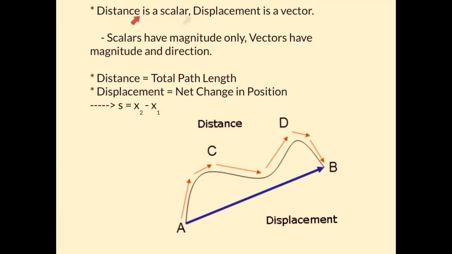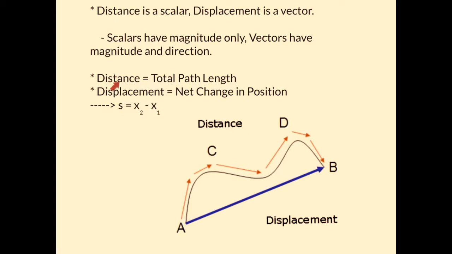Distance is a scalar. Displacement is a vector. Scalars have magnitude only, such as volume, area. How many horsepower does your car have? Whereas vectors have both magnitude and direction. Later on, we will see that force and acceleration are also vectors, as is velocity.